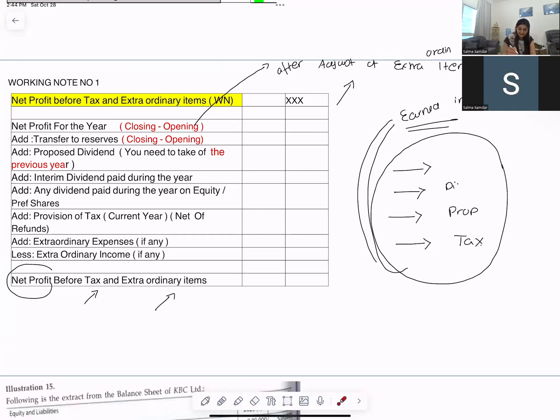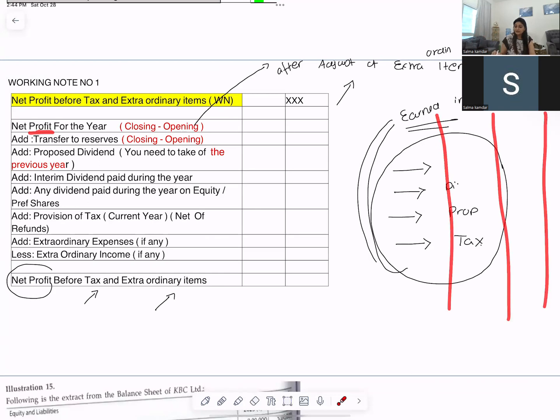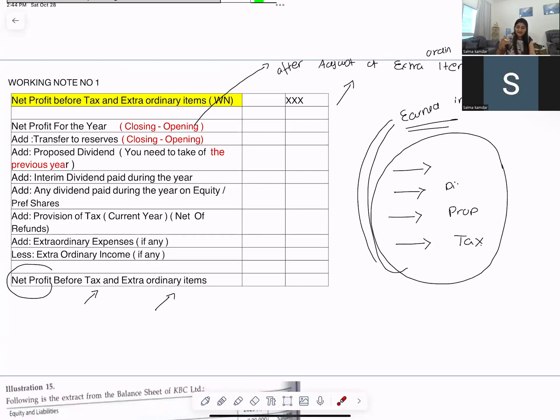So how do you find it? You will have your net profit for the year after adjustments that would be appearing in the balance sheet. For the year, you will find out closing minus the opening. Then you will start adding back all those things that you might have removed from your profit.